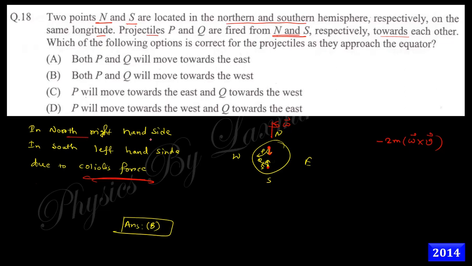In the northern hemisphere, the right-hand side, and in the south, the left side. When this particle moves in the northern hemisphere, it bends to the right-hand side, and when the particle moves in the southern hemisphere, it bends to the left-hand side. So if you think this moves along this one, because they move toward each other, along that one right-hand side is like that, and this left-hand side is this. So they both are deflected towards west. So option B is the correct answer.